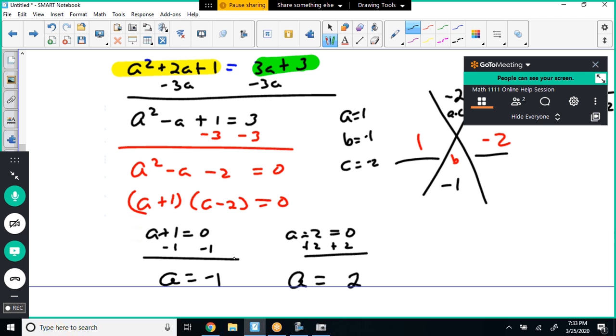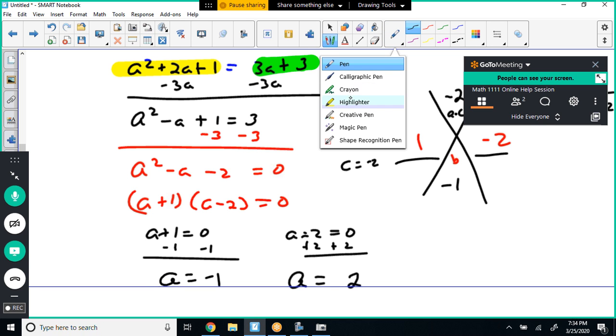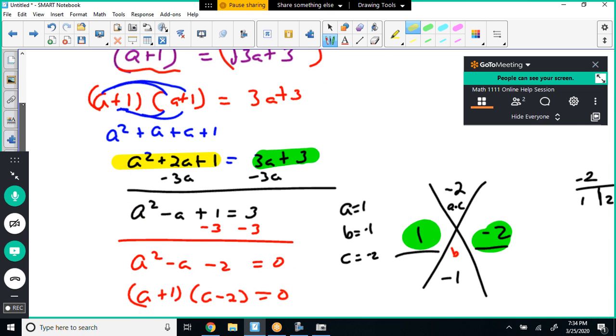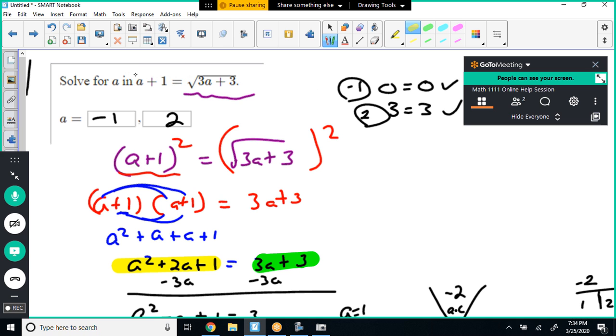I plugged in 2. I got A minus 2 equals 0, move 2 over, so A equals 2. Right? I'm not plugging in these right here, okay? I'm not plugging in these. I am plugging in the yellow, because you got to set them equal to 0, right? Yeah, 2 plus 1 is what? 3. And then 3 times 2 is 6, plus 3 is 9. Square root of 9 is 3.